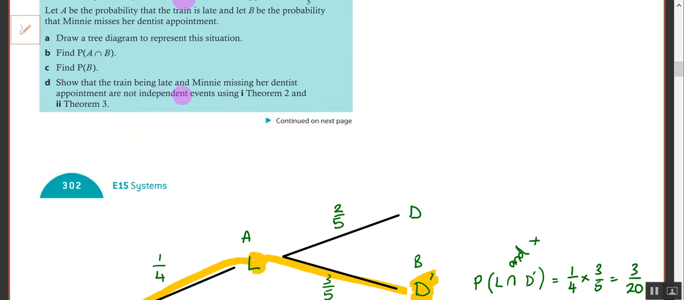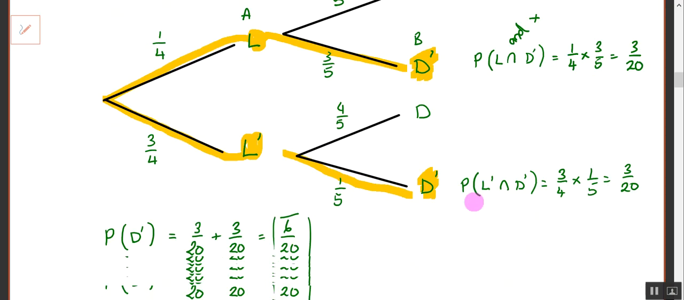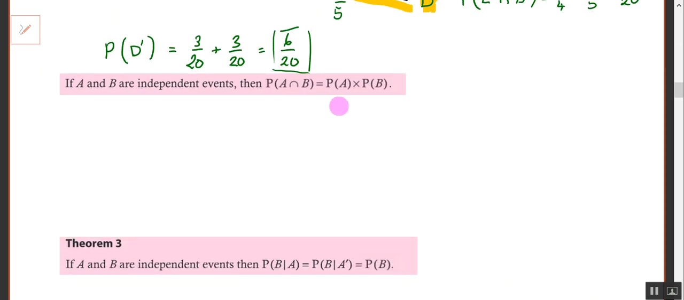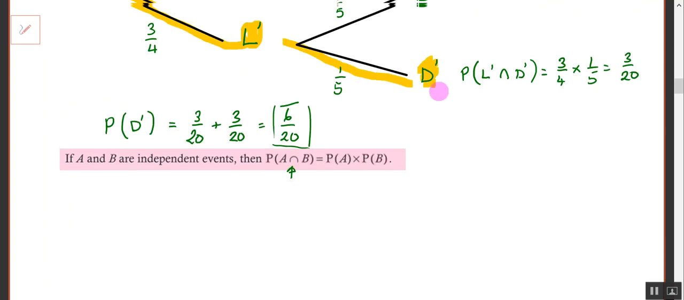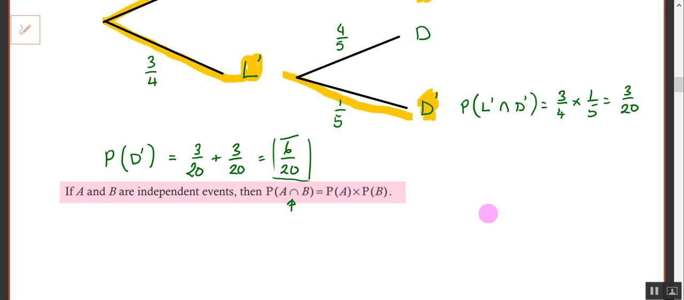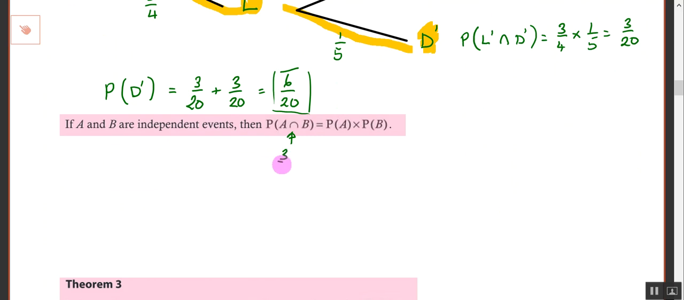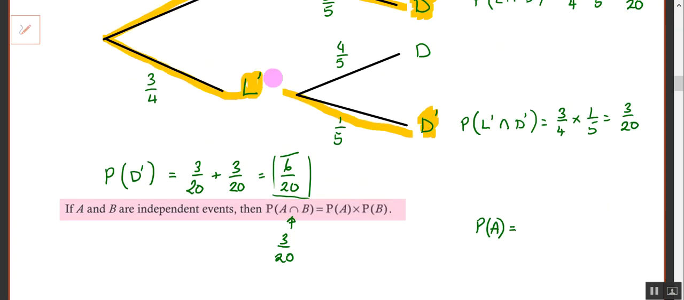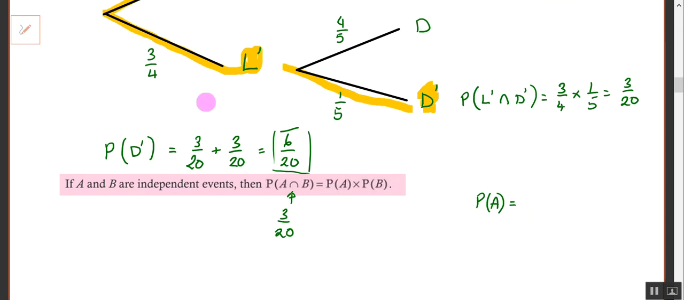Then it says, show that the train being late and Minnie missing her dentist appointment are not independent using Theorem 2 and using Theorem 3. Okay. So, Theorem 2. So this is where Steph kind of made his first decision and then realized that doesn't work. Well, that's because this here, we now have a value for it, right? Which is just 3/20. Yeah, just this one. So that part is 3/20ths. The probability of A happening was, well, that's the probability of it being late, which is a quarter.